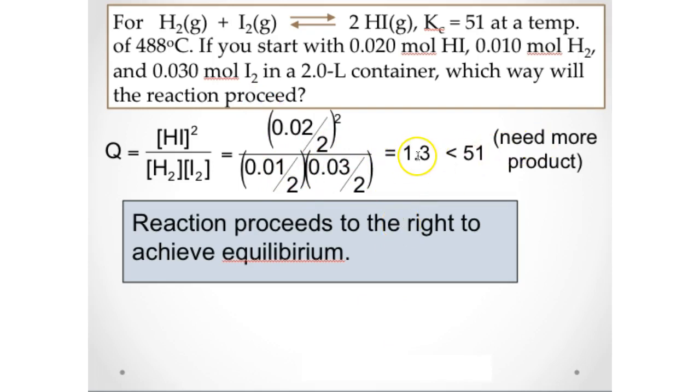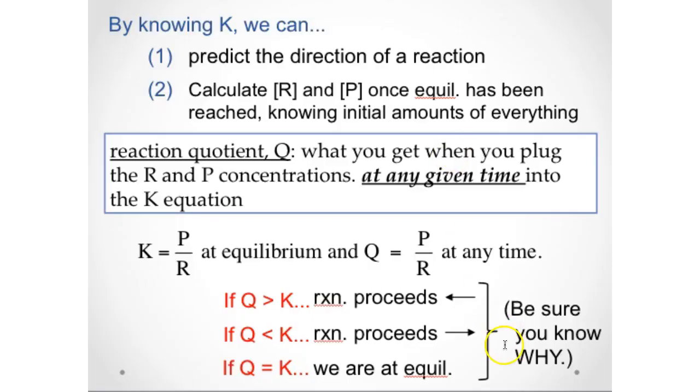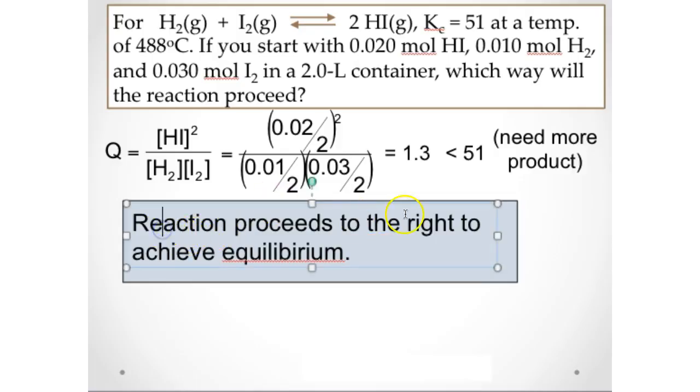We get 1.3, which is significantly smaller than 51. So if Q is 1.3 and K is 51, K is larger. So if we look here, K is larger, so the reaction is going to proceed to the right. It says here, reaction proceeds to the right to achieve equilibrium. That's all it is. It's just Q and K.